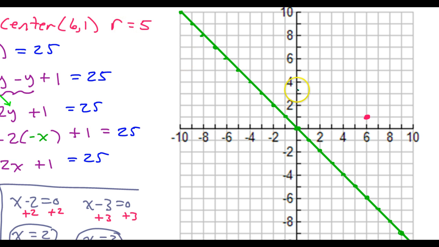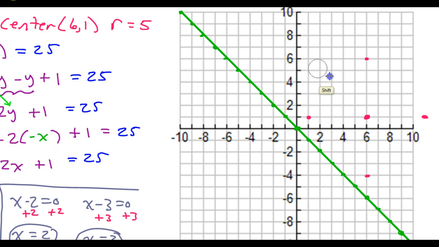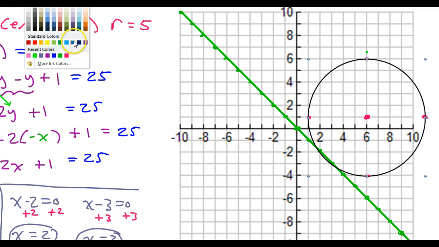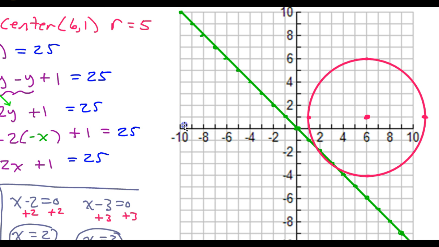Now if I do radius 5, that means I should go 5 to the left and 5 up and 5 down and 5 to the right. So my circle is going to be right here. Alright, use a compass if you have one. Why not? Okay, so there's my circle.